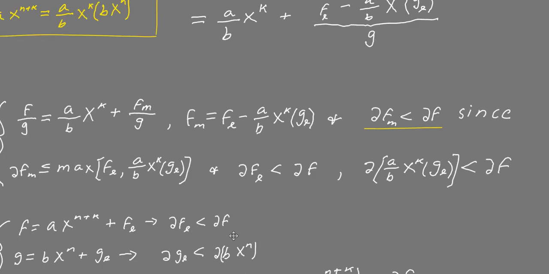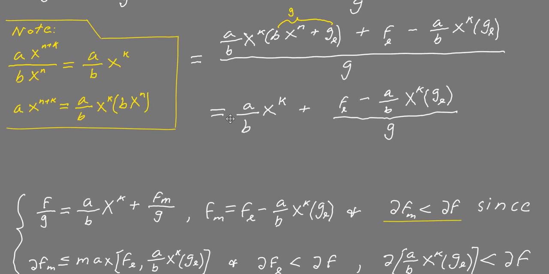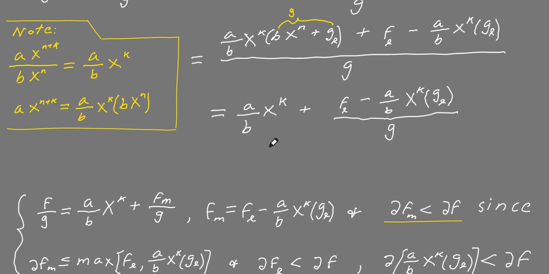And the reason this happens is that if you go back and look at the procedure, this times this is the leading degree term and is the leading term in f. So this times this is the highest degree term in the numerator. And when I divide by g, this and this cancel, and I knock this term out of the numerator, leaving only lower degree terms over here.